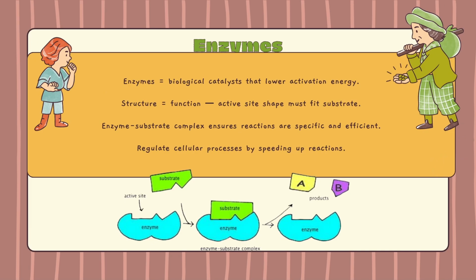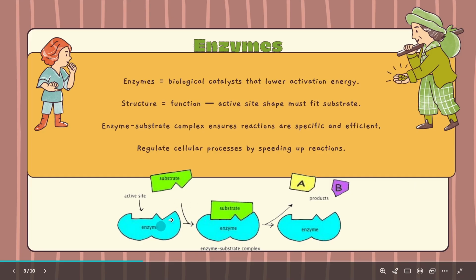Enzymes are biological catalysts, meaning they speed up chemical reactions by lowering activation energy. Their structure determines their function. The active site must perfectly fit the substrate like a lock and key. When they bind, they form an enzyme-substrate complex, which ensures reactions happen quickly and specifically. Enzymes are essential for regulating nearly every cellular process. So you can see the process right here.